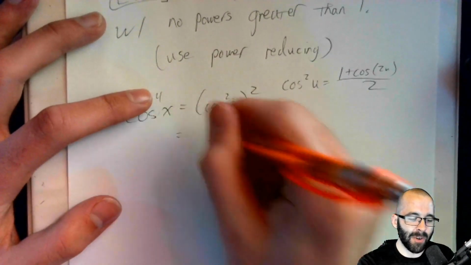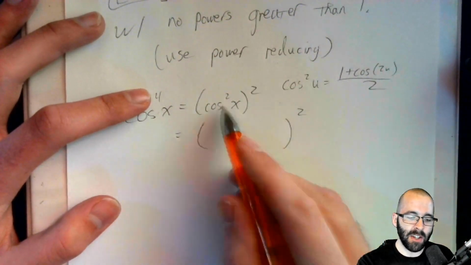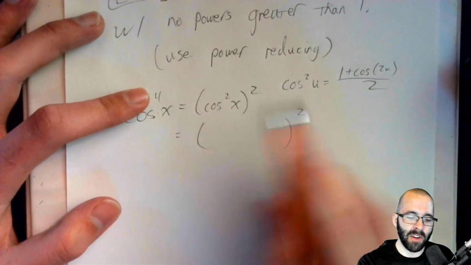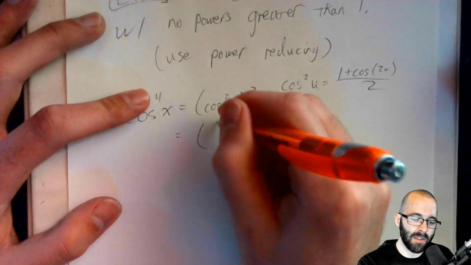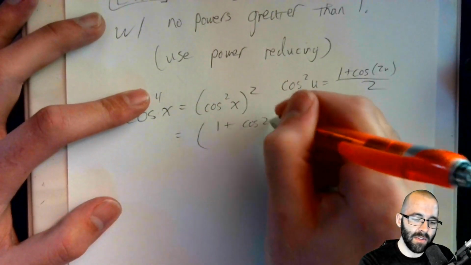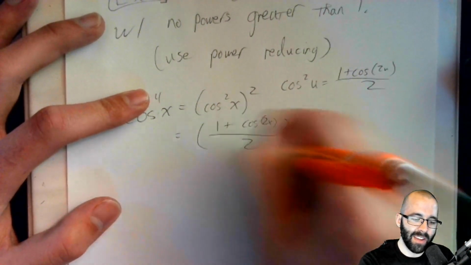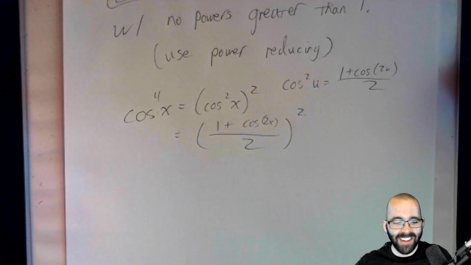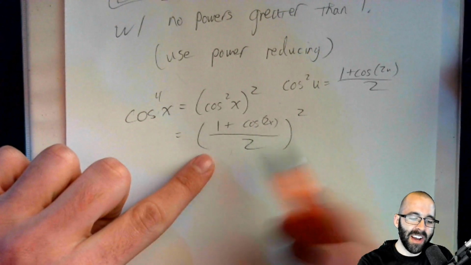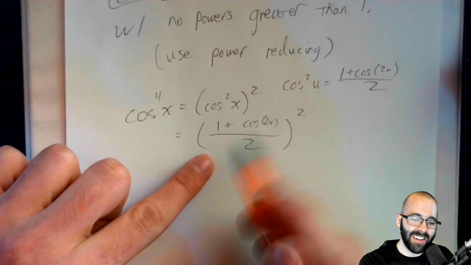Cosine squared, the identity for that. And again, it's still being squared. We just plug in the identity for cosine squared of x. So it's going to be 1 plus cosine 2x over 2. And you might say, great, I don't see any more cosine squareds. We're done. But remember, we need to simplify everything that's on the inside.